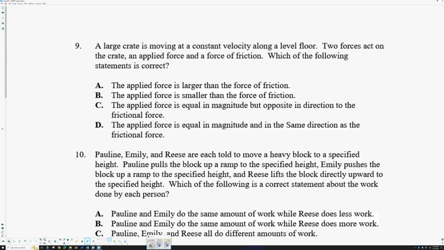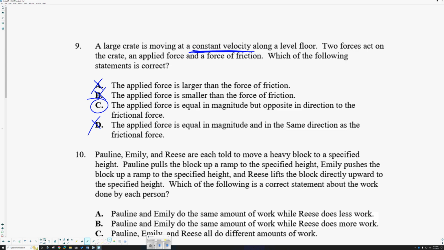Question 9. A large crate is moving at a constant velocity. Two forces act, an applied force and friction. Which of the following statements is correct? The applied force is larger than friction. No, that's not the case, because when we're in a state of equilibrium, the net force has to be 0. So the applied force can't be bigger or smaller. The applied force is equal in magnitude and opposite in direction. That looks like it works for us. Let's just double check D. The applied force is equal in magnitude and in the same direction. No, if it was in the same direction, it would accelerate.